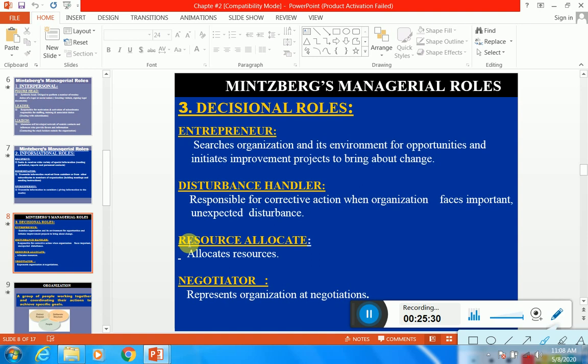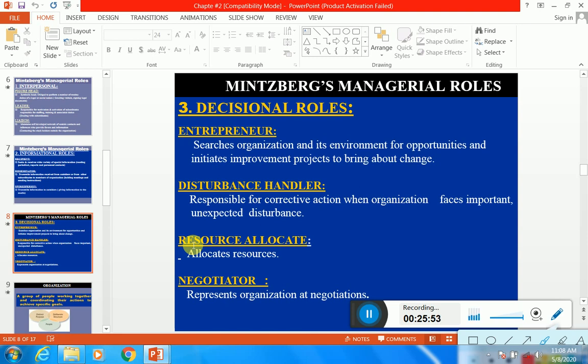After that, we have the next, that is resource allocator. By the name it is clear, resource. A resource is anything that the organization needs, that is simply known as a resource. Man is a resource, energy is a resource. For example, time is a resource, money is a resource, machine is a resource.